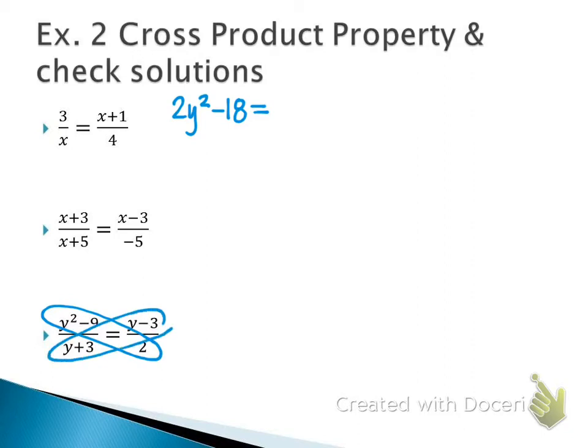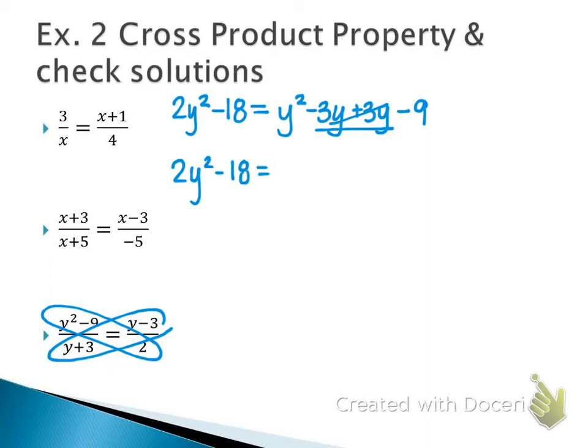So y times y is y squared. Y times negative 3 is negative 3y. Positive 3 times y is 3y. And last, positive 3 times negative 3 is negative 9. Okay, I need to combine these like terms. What's going to happen when I combine negative 3 and positive 3? Cancels out, so it's going to equal 0. So now I've got 2y squared minus 18 equals y squared minus 9.